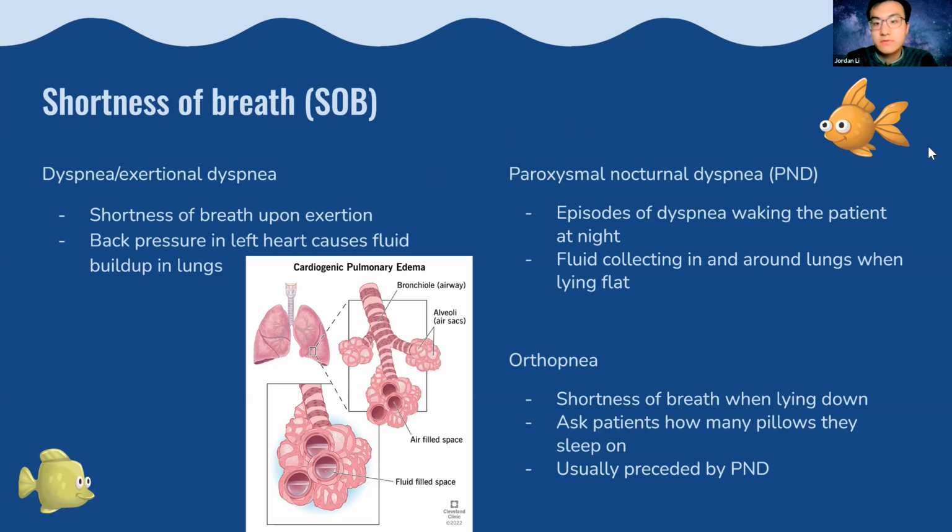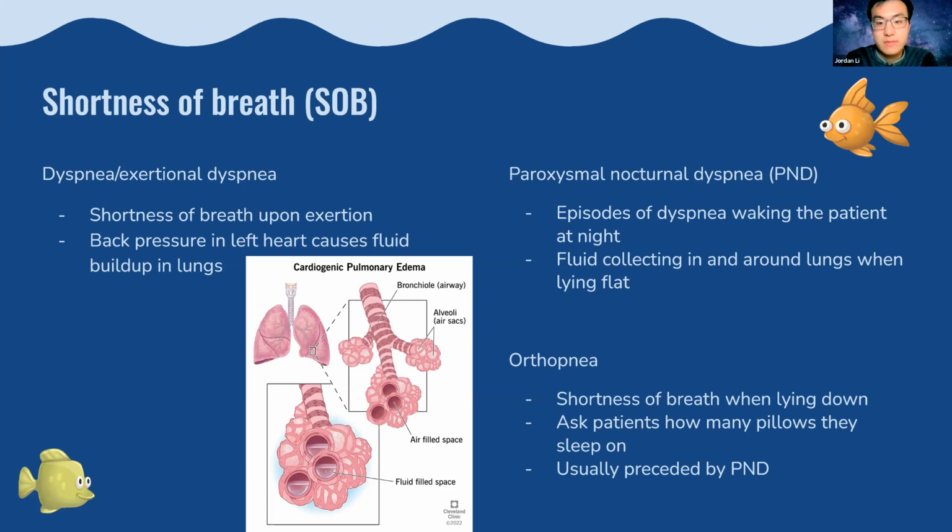Paroxysmal nocturnal dyspnea are episodes of shortness of breath that wake the patient up at night. This is due to fluid collecting around the lungs when the patient is lying flat. And orthopnea is shortness of breath when lying down. So usually to ask patients about these symptoms, you wouldn't use these terms.